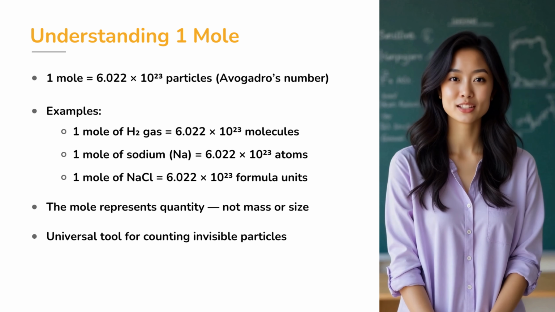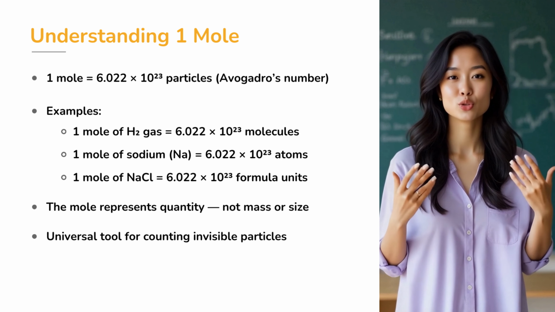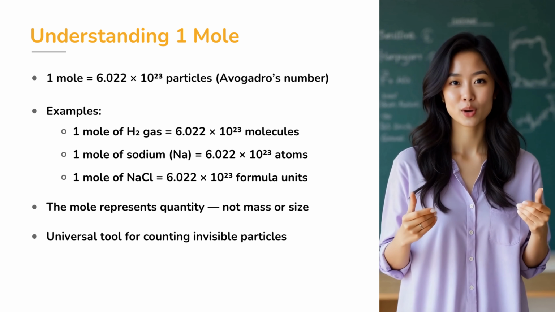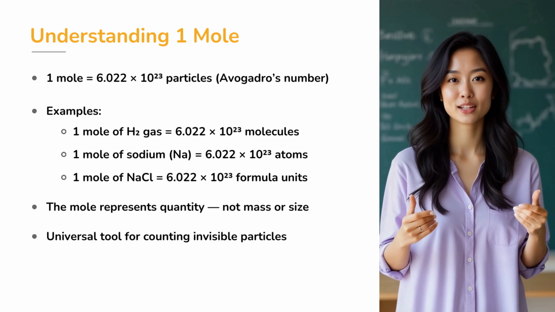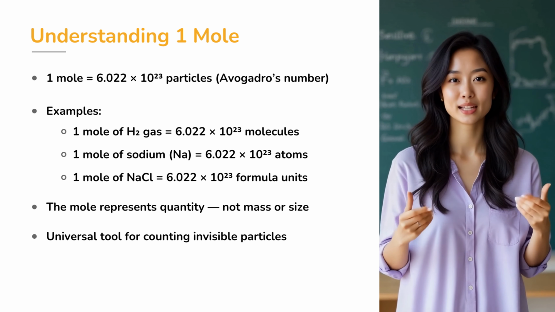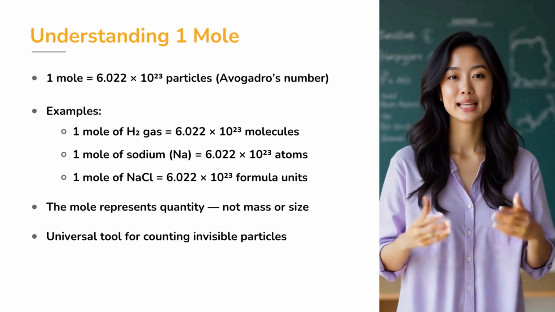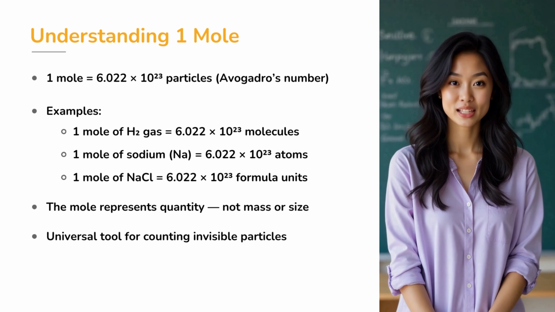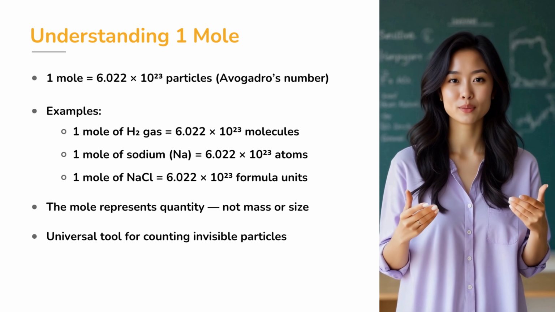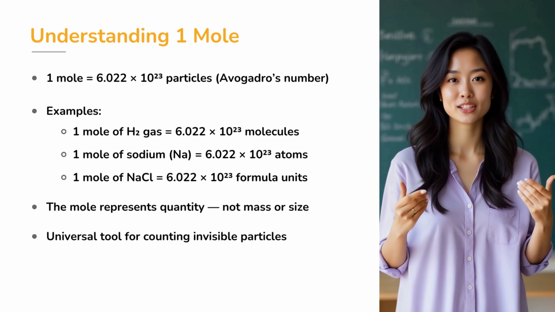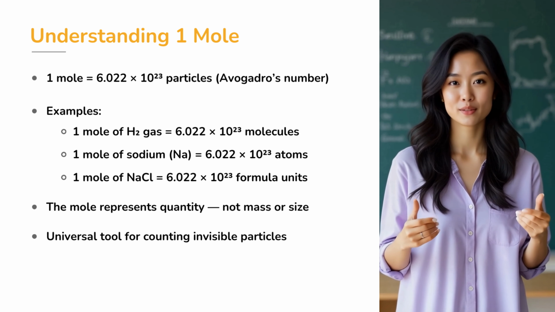1 mole of hydrogen gas equals 6.022 times 10 raised to the power 23 molecules. 1 mole of sodium equals 6.022 times 10 raised to the power 23 atoms. 1 mole of NaCl equals 6.022 times 10 raised to the power 23 formula units. No matter what the substance is, the mole refers to quantity, not size or mass.